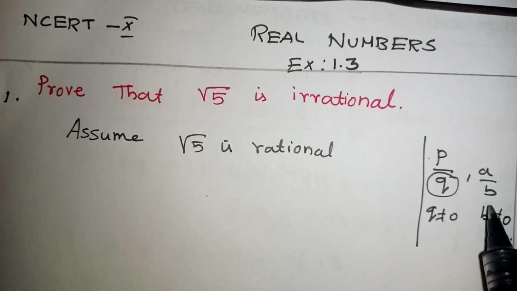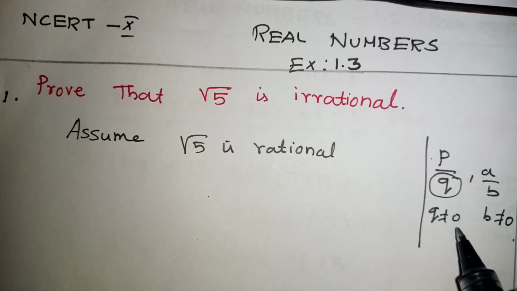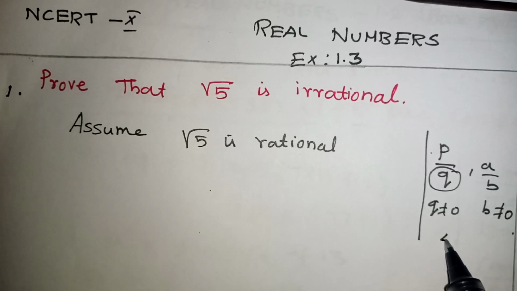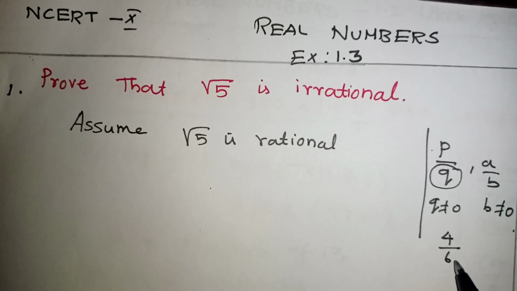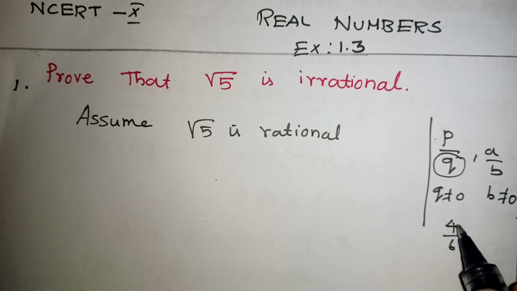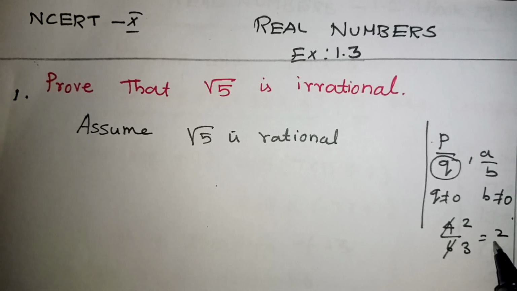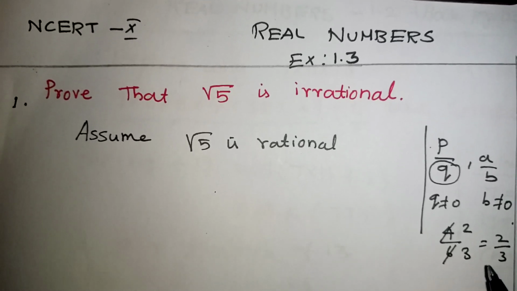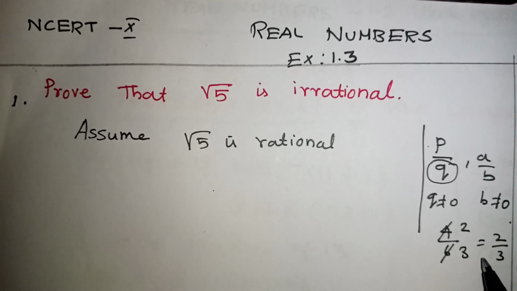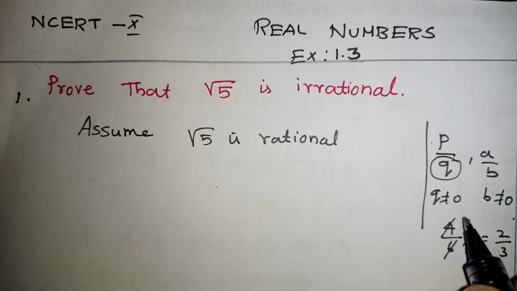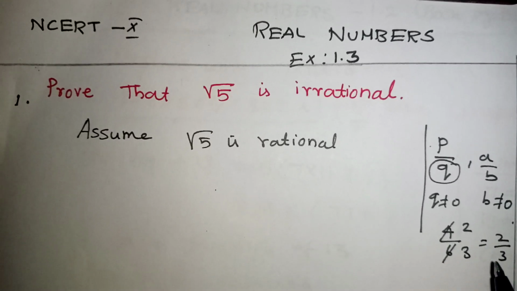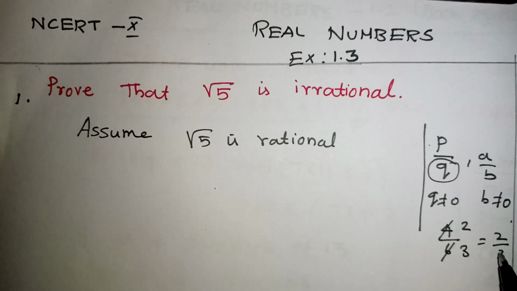Then one more condition: what is the standard form of a rational number? Suppose I am having 4 by 6. Now this is a rational number, but this is not a standard form because both numbers will be cancelled by 2. So 2 by 3 is the rational number in standard form. So the number which you are assuming should be in the standard form. That means they should not have any common factors. That is the meaning of co-prime. Here 2 and 3, I can say that they are co-primes.